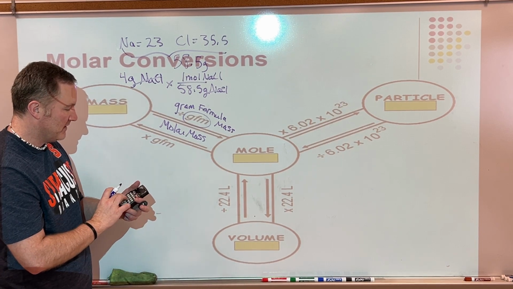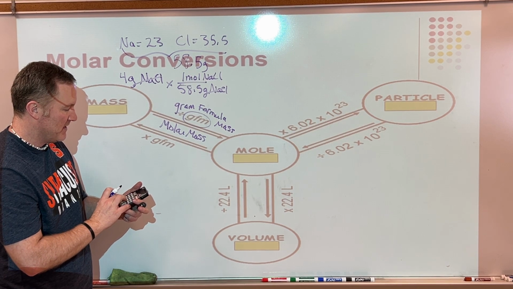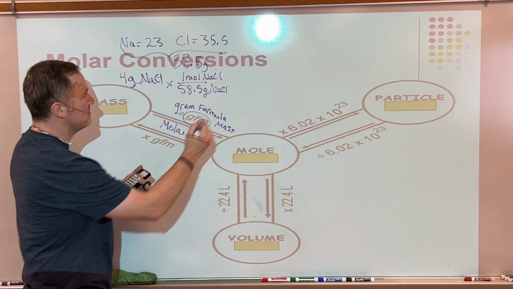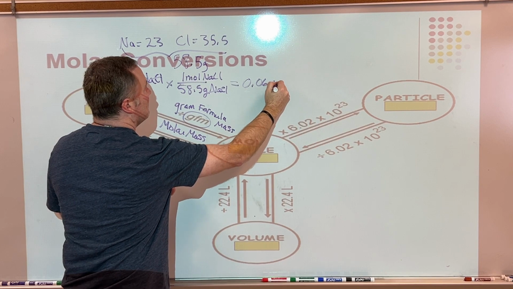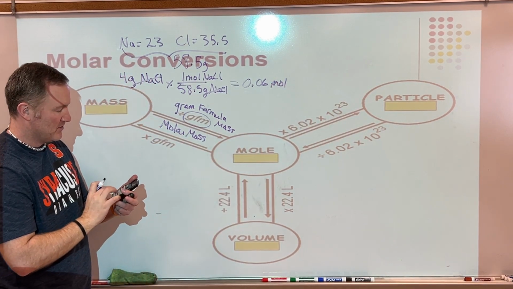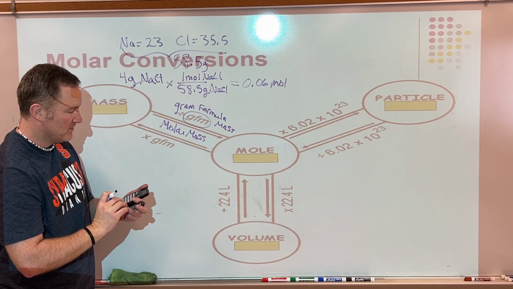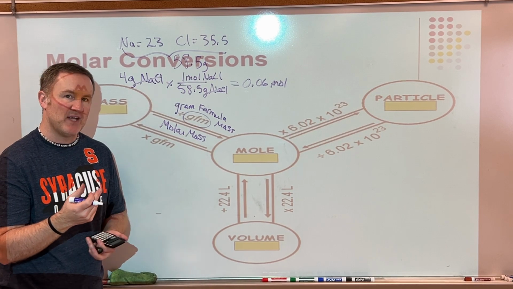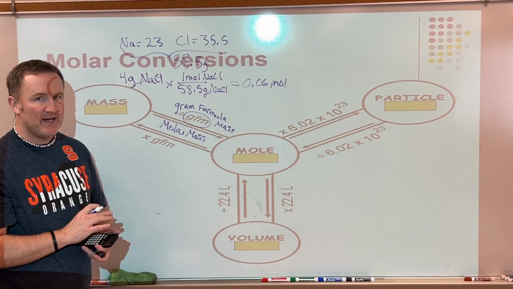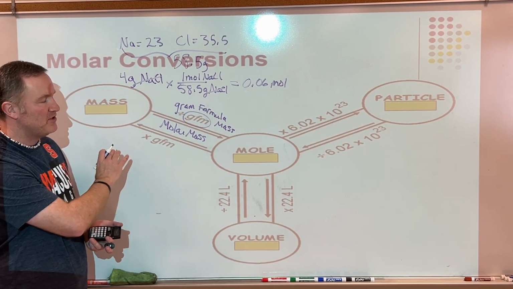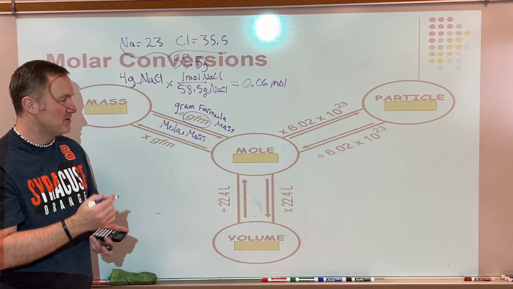Okay, so if we calculate that, 4 divided by 58.5 equals 0.06 moles. Okay, and just make sure, check my calculation again, 4 divided by 58.5 equals, so about 7% of a mole. So again, all we're doing is dividing by the gram formula mass. If we want to go in the opposite direction, instead of dividing, we're going to multiply, okay, because obviously the opposite of dividing something is multiplying it.